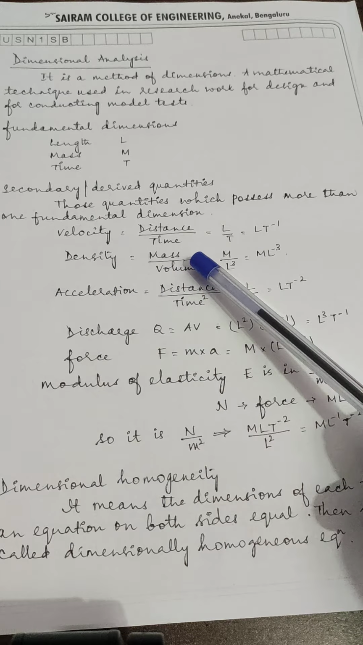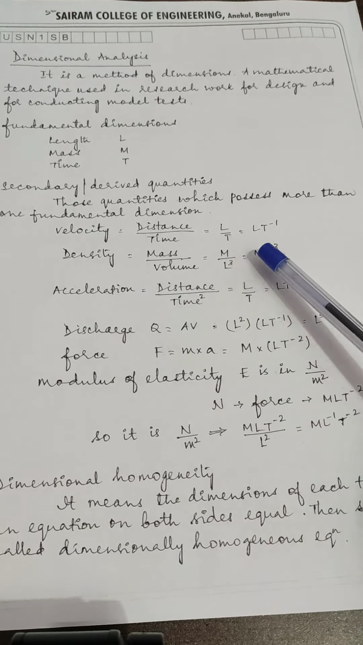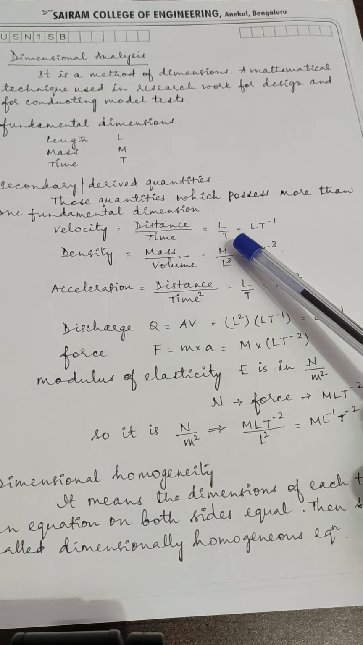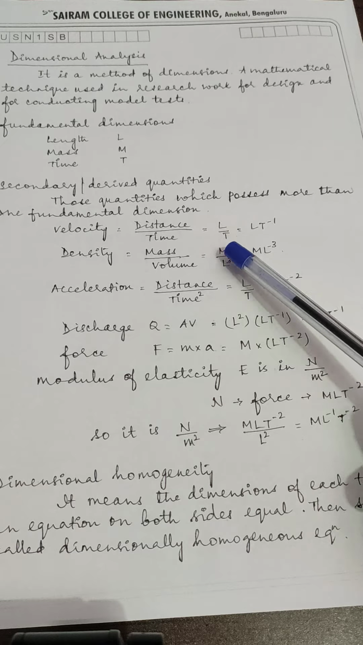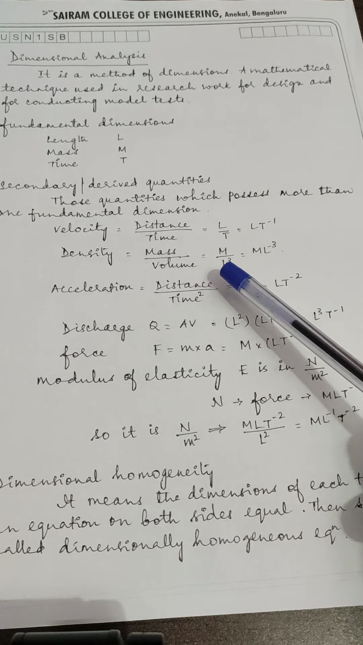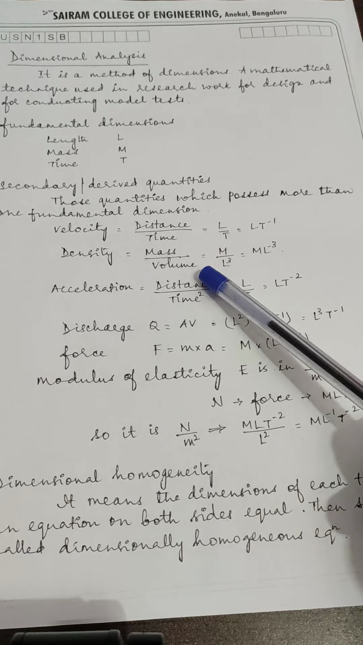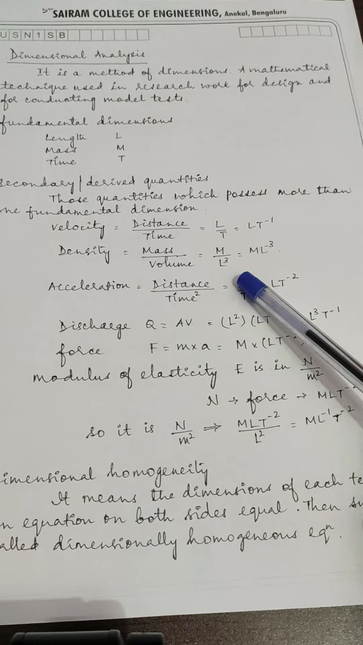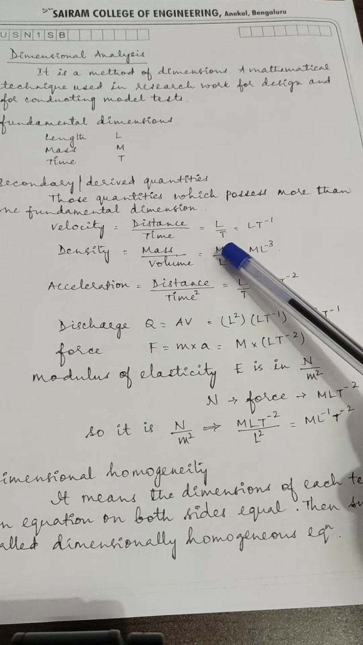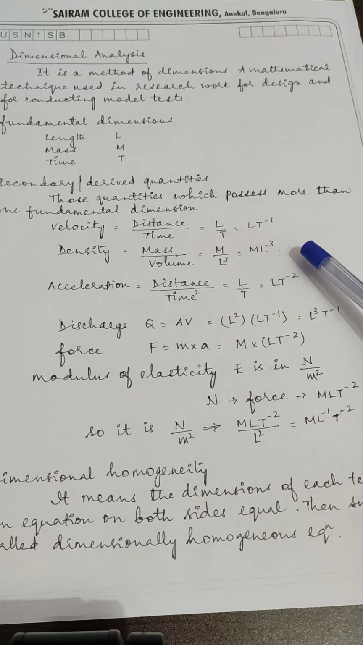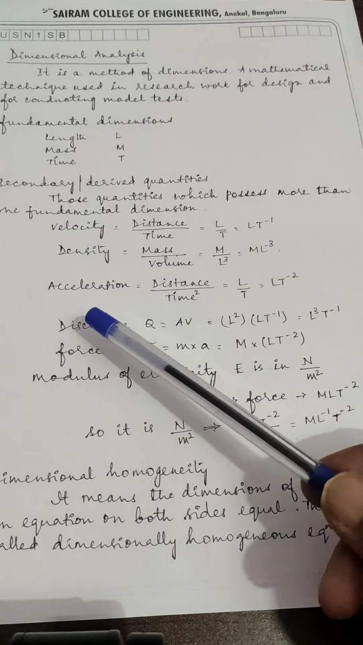Density is given as the ratio of mass by volume. Mass is given in kg, so that is M, and volume is the product of area into length. Area is L square and length is L, so it is L cube. So it is M into L to the power of minus 3.